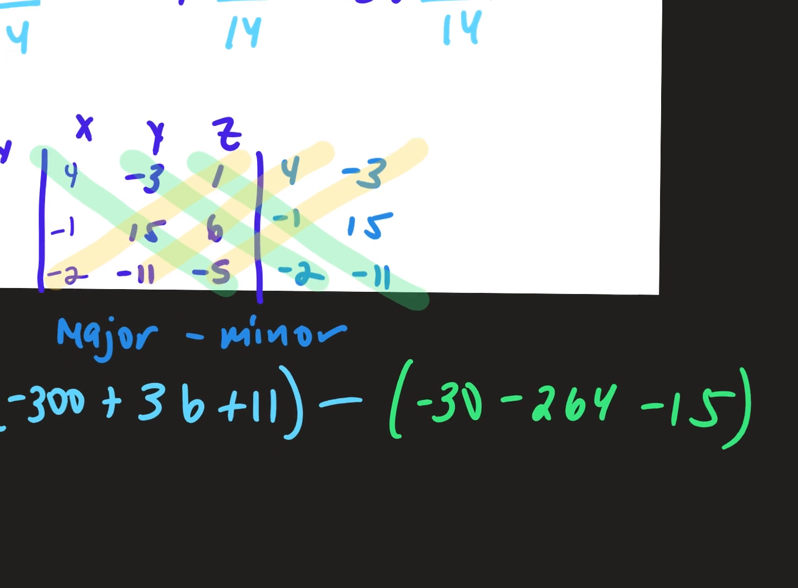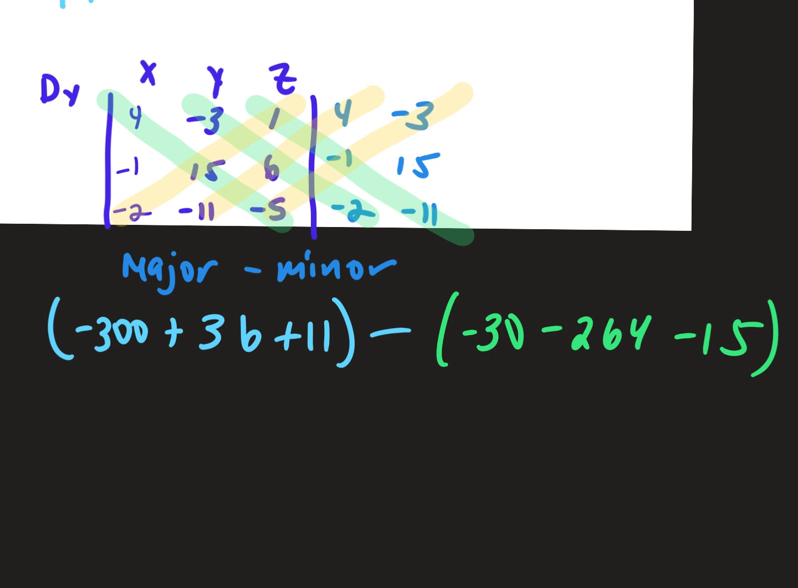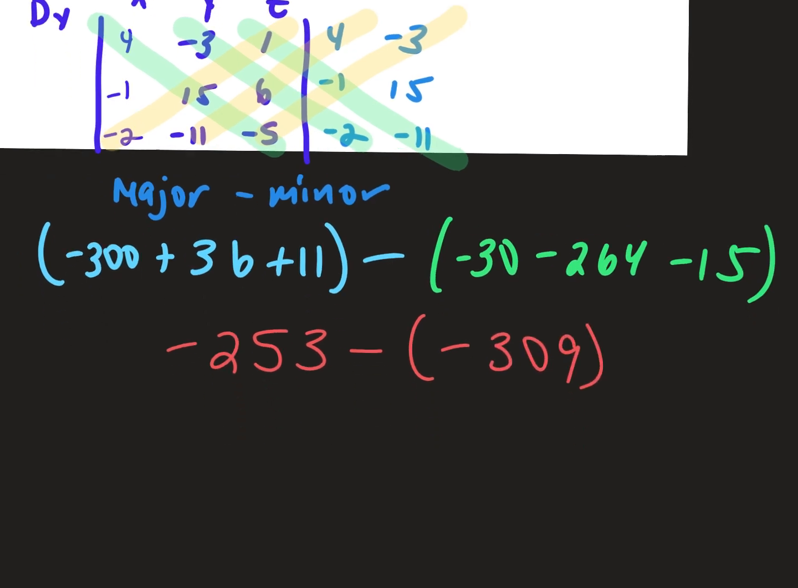Now, guys, you should be able to find a sign error, if there is one, when you get to this step. What is negative 300 plus 36 plus 11? Negative 253, okay. Minus, what's negative 30 minus 264 minus 15? Negative 309. If I have minus a negative, what does that become? Positive, okay. So what's negative 253 plus 309? 56.